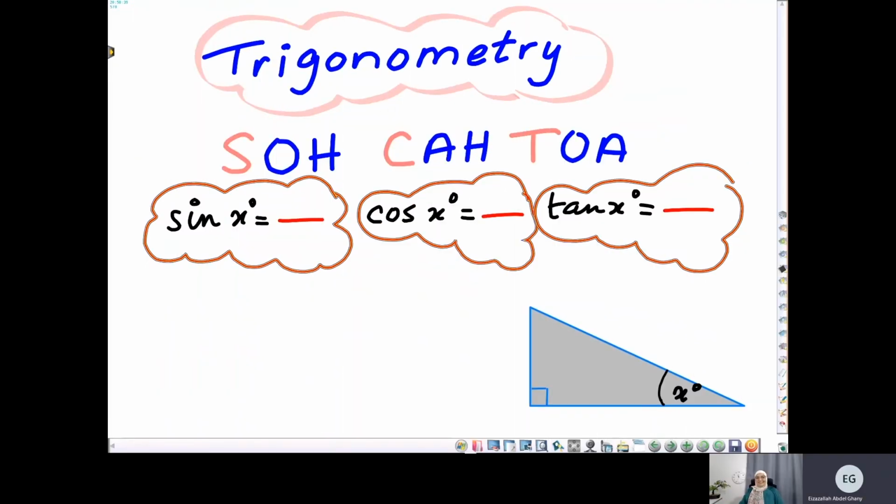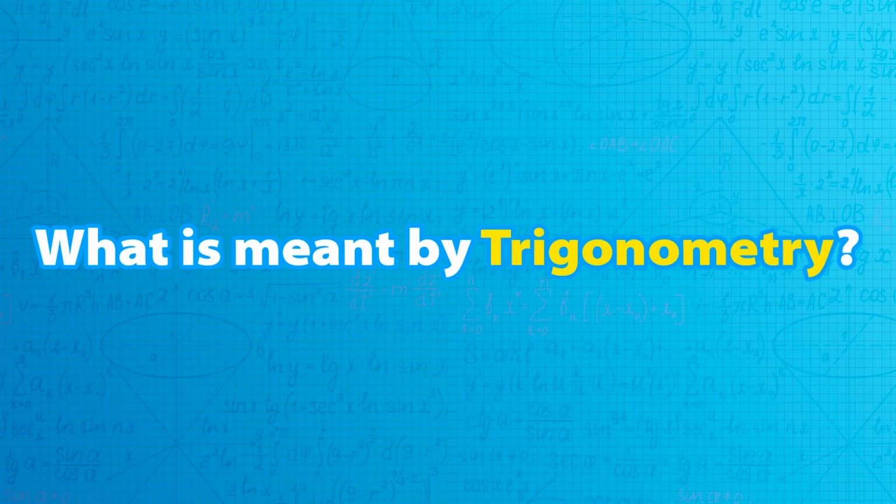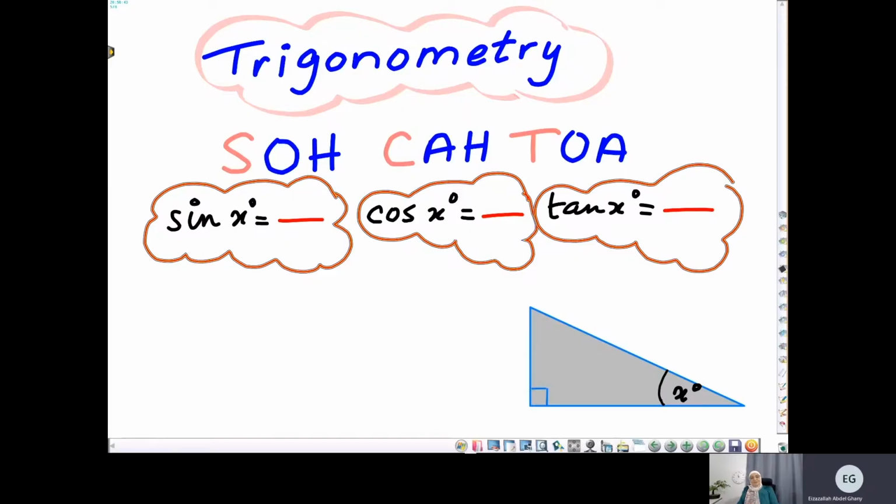Hello, my dear students. Today's lesson is about trigonometry, which is the geometry of triangles. In the beginning, we'll only deal with right angle triangles. As you see, there is a right angle here, and of course, the other two angles should be acute.